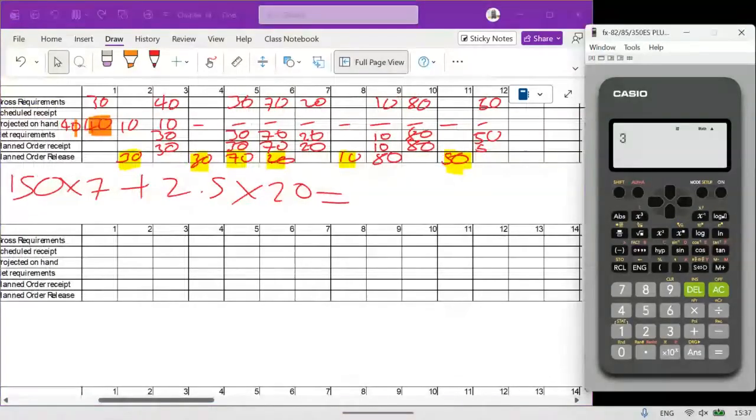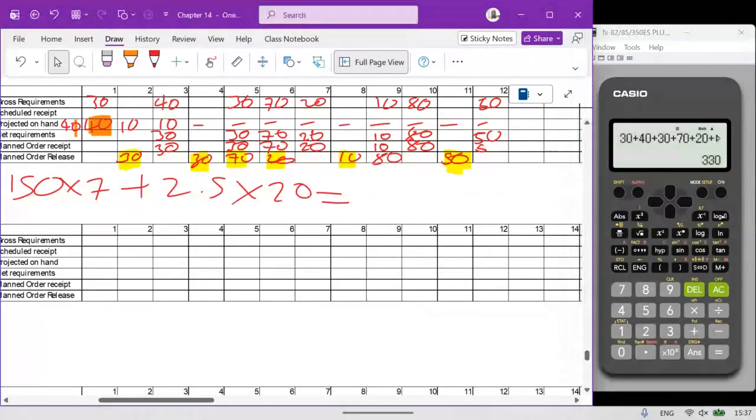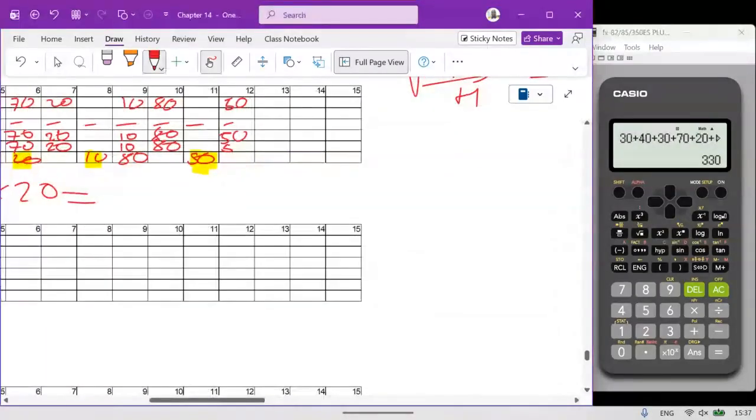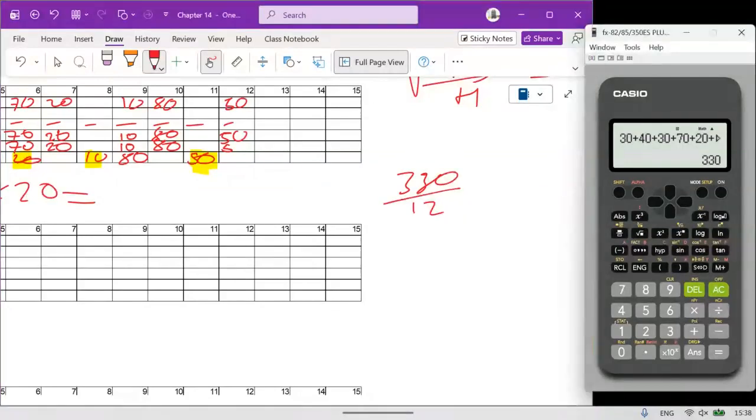30 plus 40 plus 30 plus 70 plus 20 plus 10 plus 80 plus 50. 330. Now 330 divided by 12. This is in weeks, not months. So then you're going to get your average usage per week.